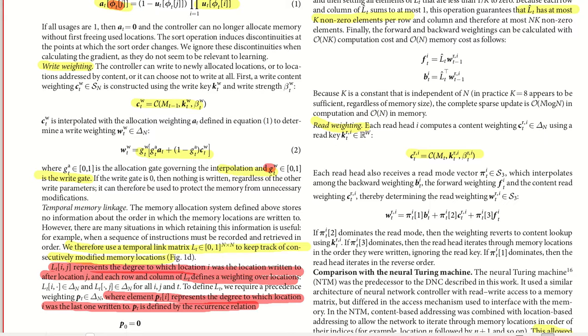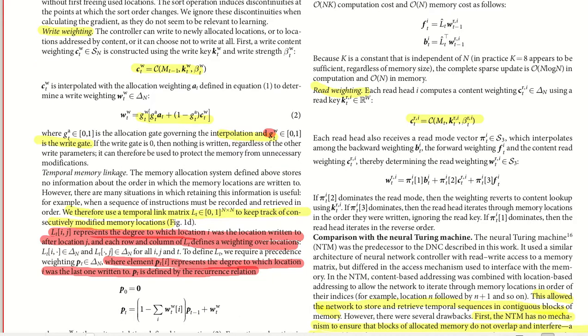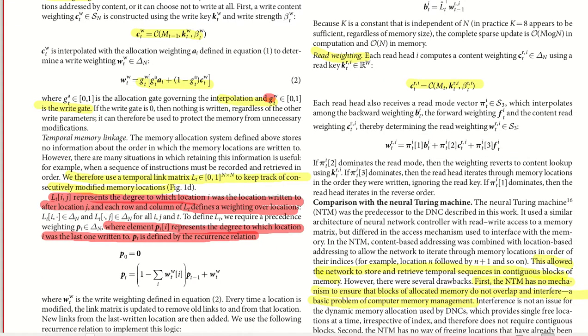Now we jump to the temporal link matrix, which is next. We covered usage now, which was one of the new features of this differentiable neural computer. And now we jump to L, the temporal linkage or temporal link matrix, which is the other innovation of the differentiable neural computer. It has to allow us to go through the sequence in the same order that we wrote it to the differentiable neural computer.